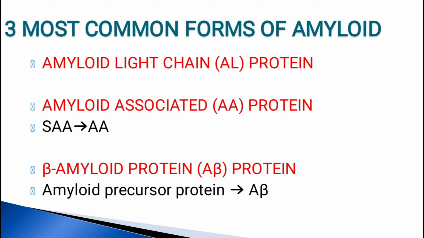Next is the beta amyloid protein, that is A beta protein. It is found in the core of the cerebral plaque in Alzheimer's disease. It also gets deposited in the walls of cerebral blood vessels. The A beta protein is derived from amyloid precursor protein. As you have seen, the AA protein is derived from the serum amyloid associated protein. Like that, in beta amyloid protein, the A beta protein is derived from amyloid precursor protein.